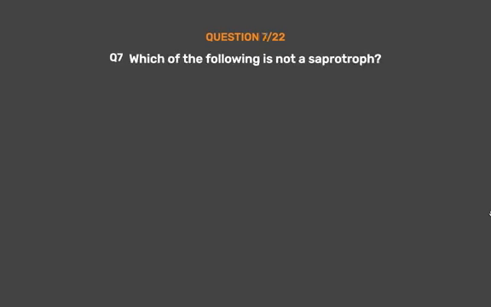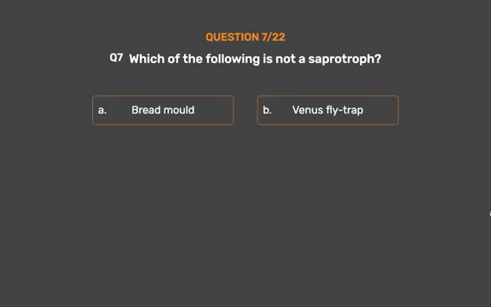Question number 7. Which of the following is not a saprotroph? Option A. Bread mold. Option B. Venus flytrap. Option C. Yeast. Option D. Mushroom.